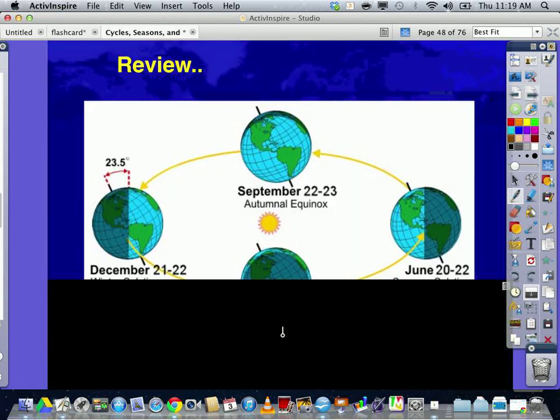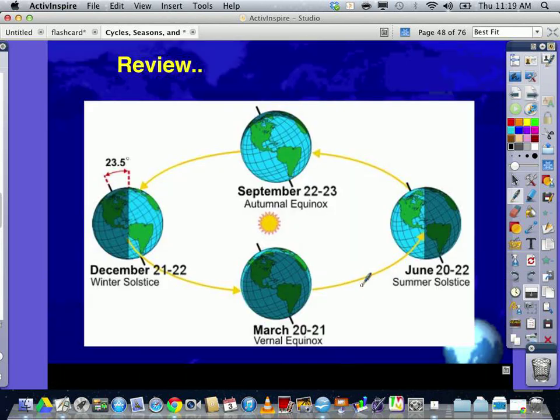So here's that diagram again, filled in. There's our winter solstice, directly across from summer solstice, spring equinox, and autumn equinox. So you can use this diagram to fill in the blank one on your notes.